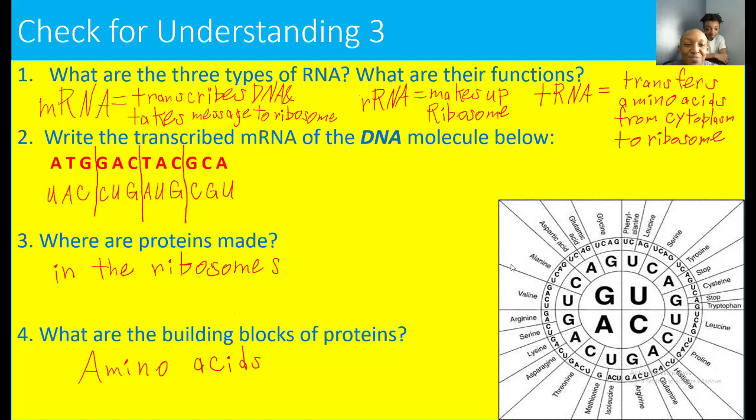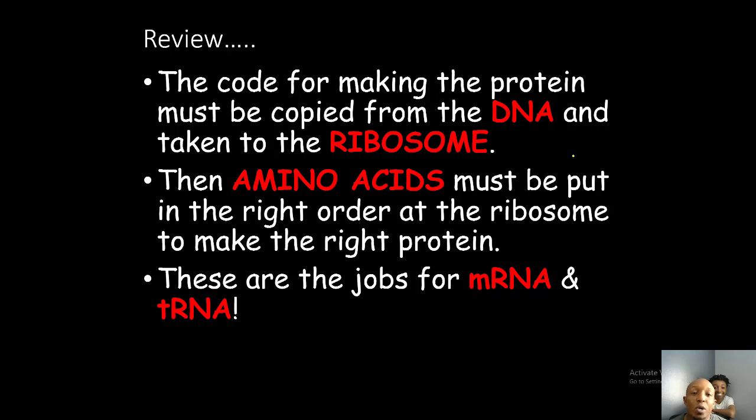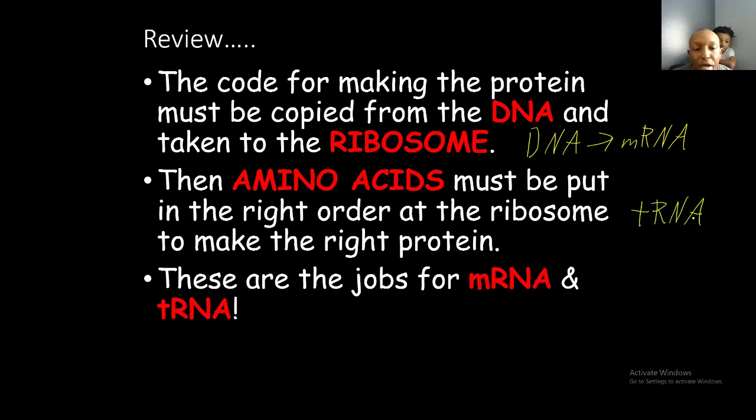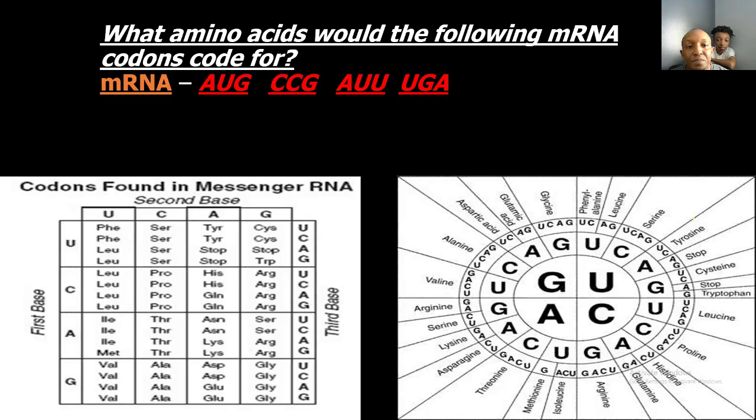All right, let's move on to our next material. So let's do a review, everyone. The code for making the protein must be copied from the DNA and taken to the ribosome. So the DNA gets transcribed into mRNA. Then this mRNA leaves the nucleus, goes to the cytoplasm, and attaches to the ribosome. Then amino acids must be put in the right order at the ribosome to make the right protein. So this is the job of the tRNA. And these are the jobs of both the mRNA and tRNA.